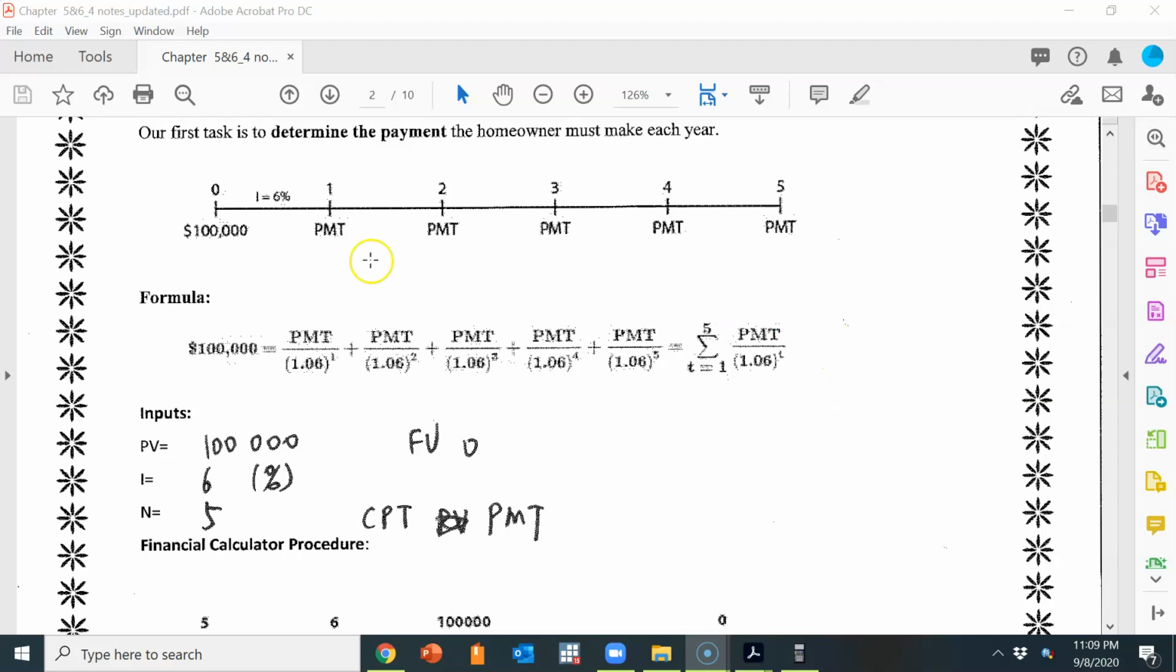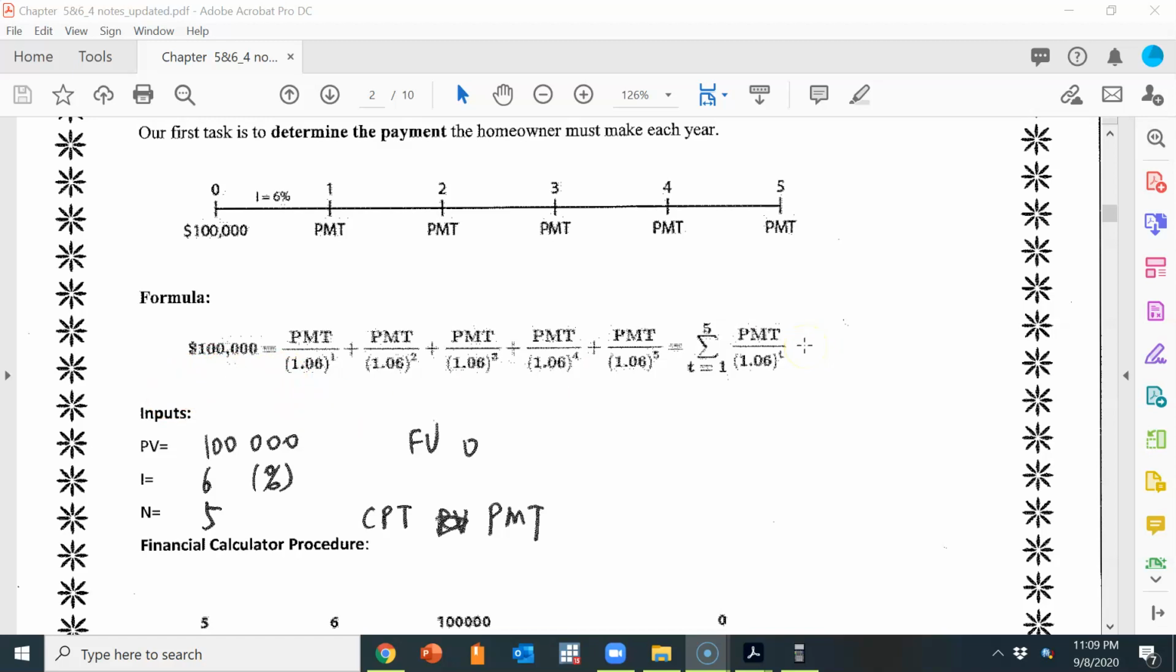Okay, however, once we set up the formula, does it look easy to be solved? This formula is solvable, it's doable, but it's very complicated for us to find the payment. Once we set this formula up, it's very complicated to solve for the payment. You have to calculate 1 over 1.06 plus 1 over 1.06 squared plus all these items, and divide 100,000 by that amount to get the payment.